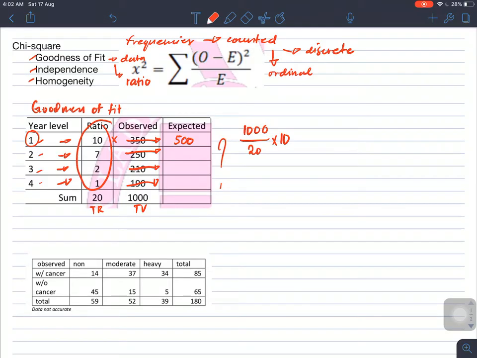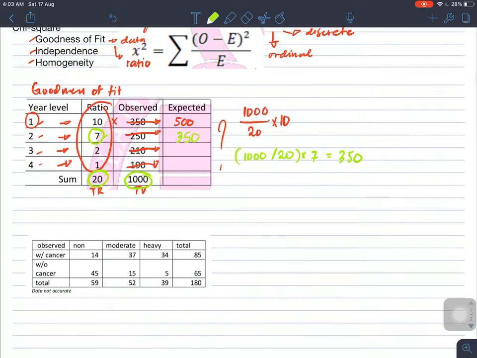You get the expected values, you rinse and repeat, and then you have your table of expected values. Okay, so para po mas clear sa atin, subukan natin for another turn. So 7, subukan natin sa 7. Let's have our total value, which is 1,000, divided by the total ratio, which is 20. And then you multiply that quantity with whatever our ratio is. So in this case, 7. And then the answer would be 350. So lagay po natin sa expected value natin, 350. And it's as simple as that.